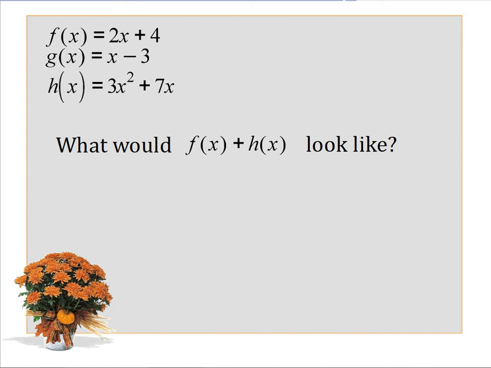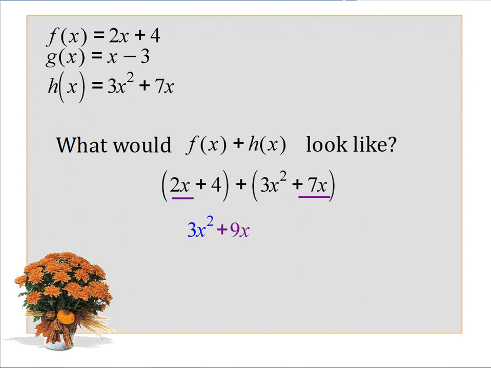How about f of x plus h of x? What is it exactly that it's asking us to do? Well, it's asking us to take what f of x is equal to and what h of x is equal to and now combine them together, or combine like terms. I'm going to start with the term with the highest exponent, so I'm going to start with that 3x squared. It doesn't have any like terms. There are no other x squareds, so I leave it be in my equation.